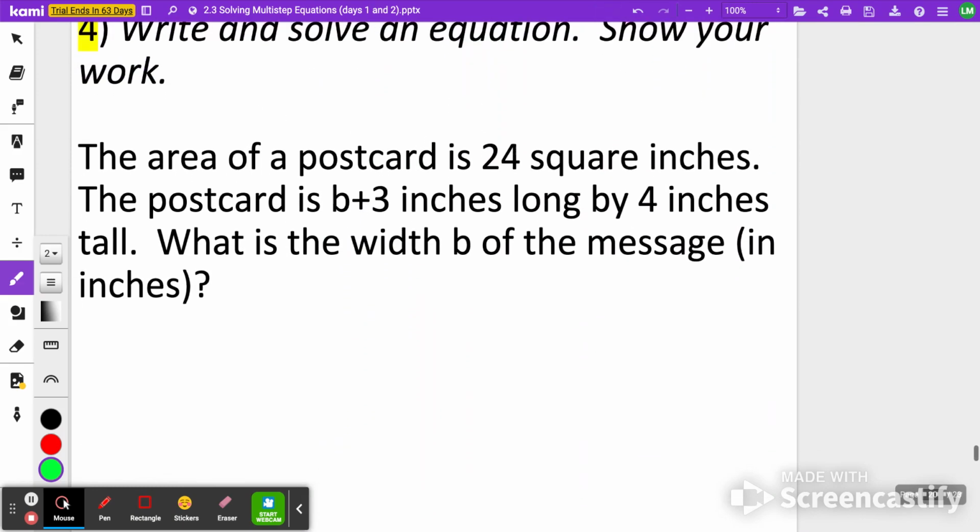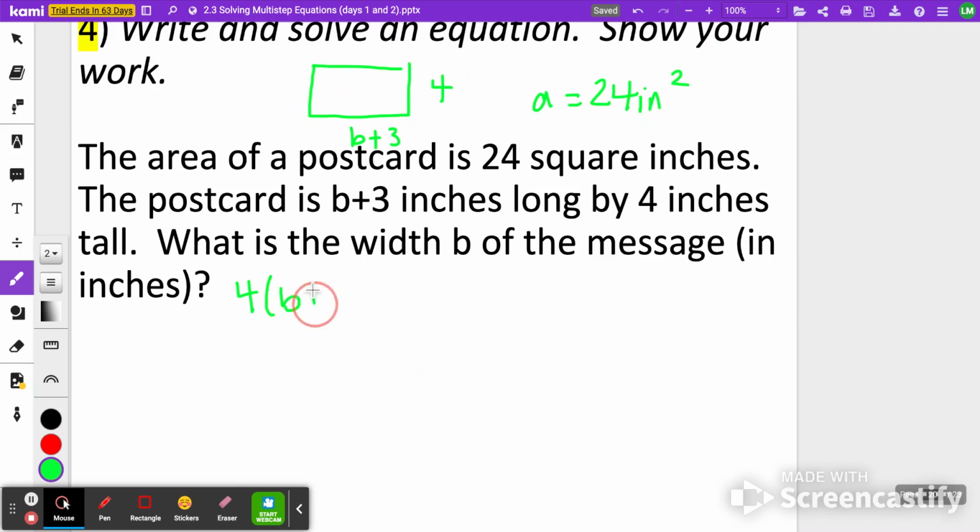Next up, the area of a postcard. Remembering what area is: base times height or length times width. The area is 24 inches squared. The postcard is B plus 3 lengthwise by 4 inches tall. So what is the area B? In order to do this, I'm going to have to multiply my length times width, or my base times height. So I'm going to multiply 4 times B plus 3, and that should be equal to 24.